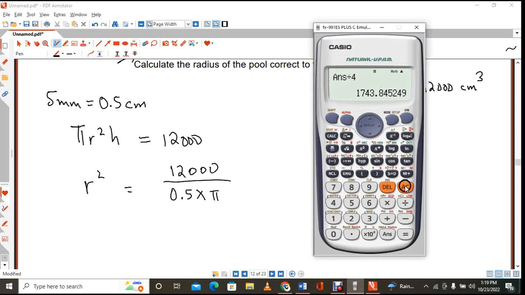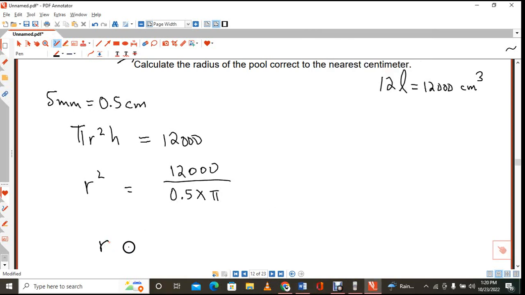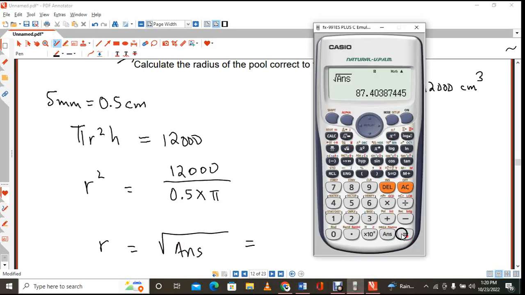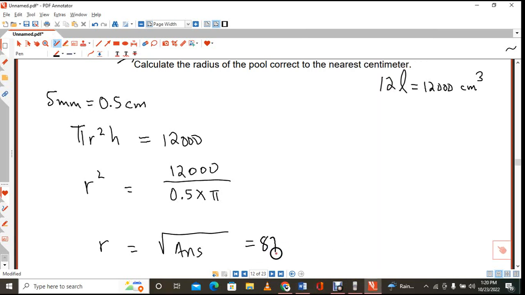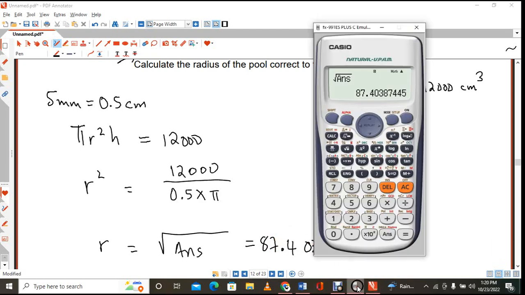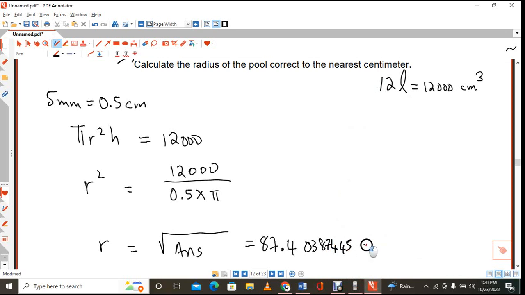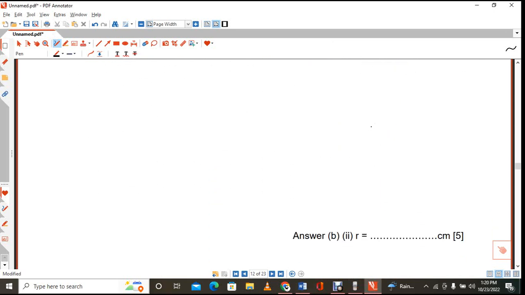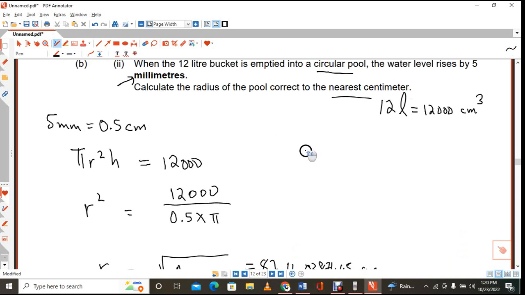Right, so let's bring our calculator in, and let me go step by step: 12,000 divided by 0.5 pi. I get 7,600 and something, 39. And then in order for me to get r alone, I'm going to take the square root of this answer on my calculator, and that gives you 87.4038 and so on. Now the question says you must give your answer to the nearest centimeter. So to the nearest centimeter, this answer is simply 87. So step by step, a lot of work, but eventually you will get there.